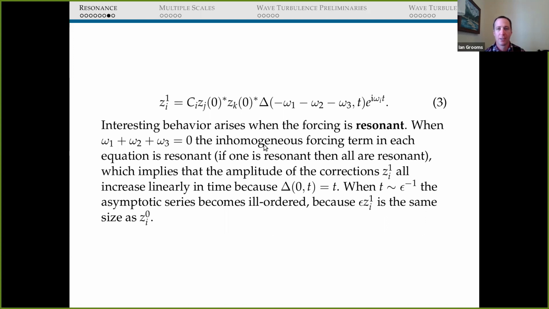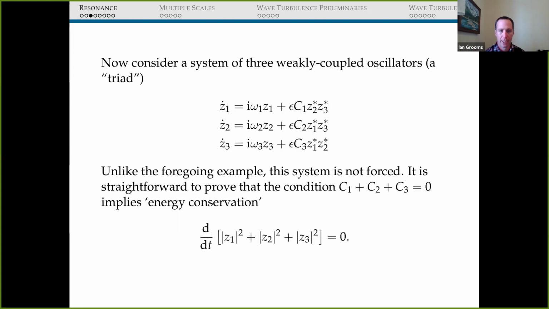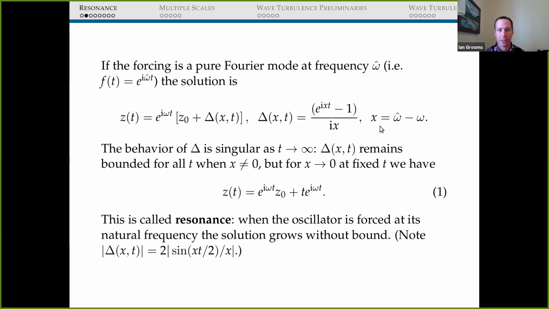When the forcing is resonant, we have a solution, we have a formula here. It's only really interesting though when the forcing is resonant. And that happens when the sum of these three frequencies is exactly 0. So if you go back, way back here, I have my delta function x.